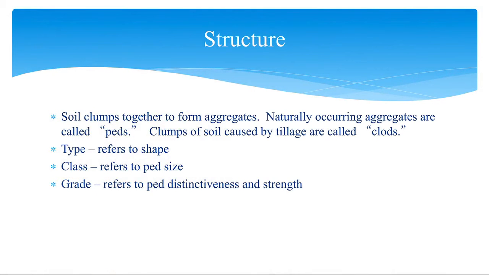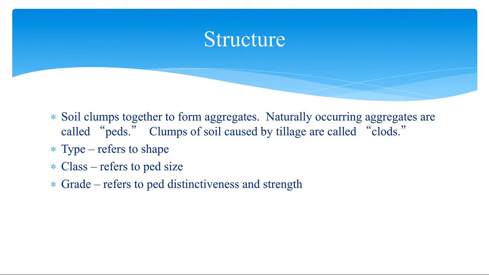So structure is formed when the soil clumps together to form aggregates. And these naturally occurring aggregates are referred to as peds. And if they happen to be caused by rototilling or some sort of tilling, we refer to them as clods. So you may have seen a field that's been plowed, these big clumps that form, those are going to be called clods. Whereas if it's something that you have on a small scale in your bag, those are usually referred to as peds. So there's various types, as you can imagine, and this is another physical thing that we can look at and view. And there's types, classes, and grades. We don't need to worry about that so much.